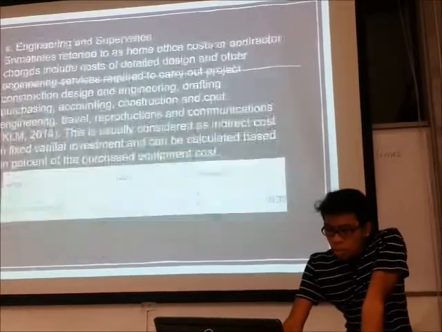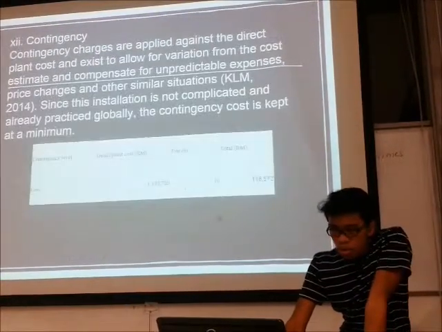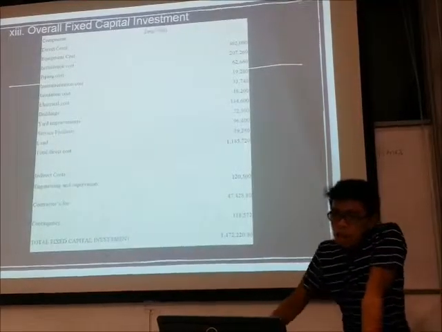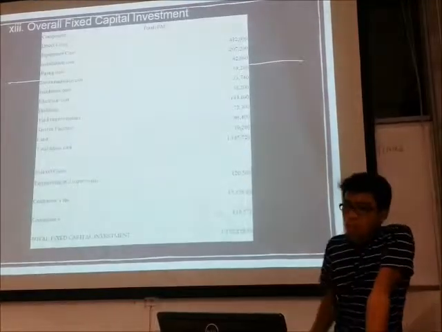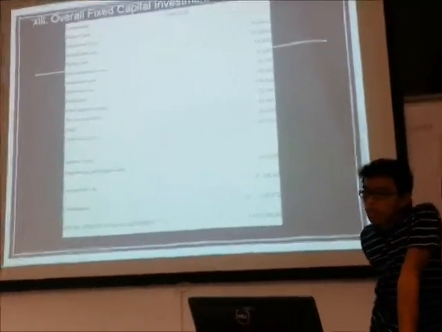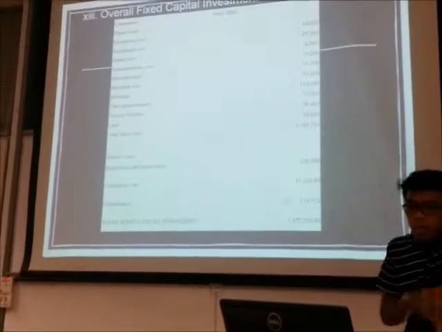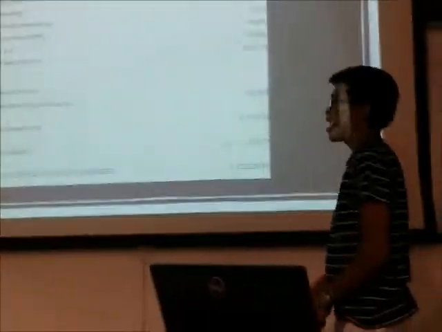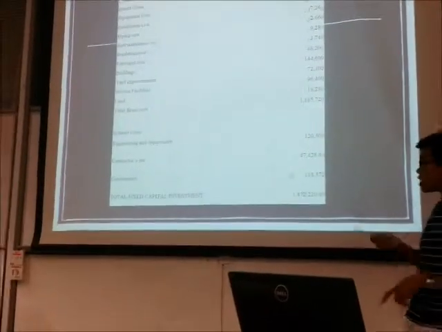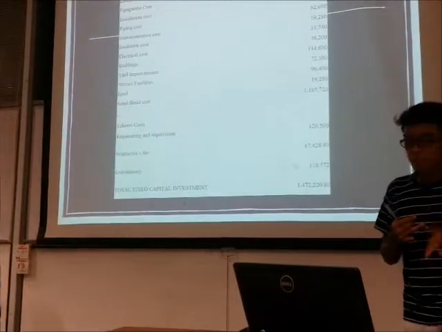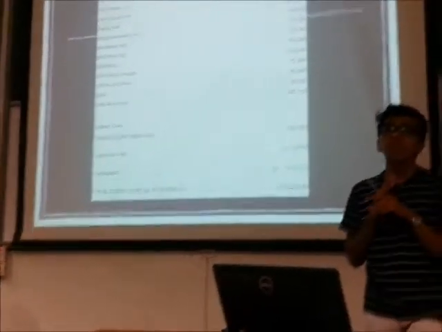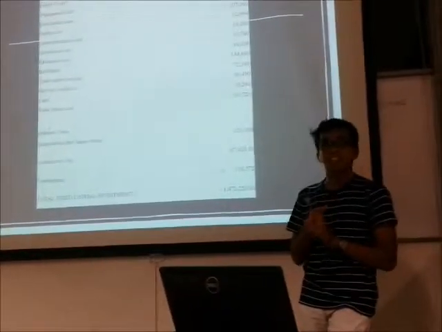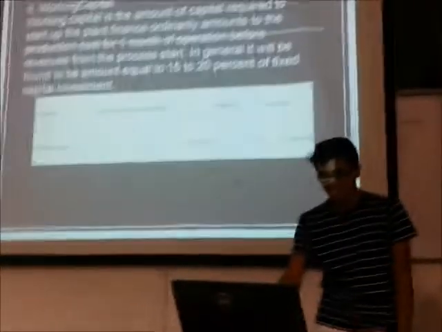Okay, next we have the overall capital investment. After we have totaled up everything, the direct cost and the indirect cost, the total is actually 1,472,220 ringgit, Malaysian ringgit.